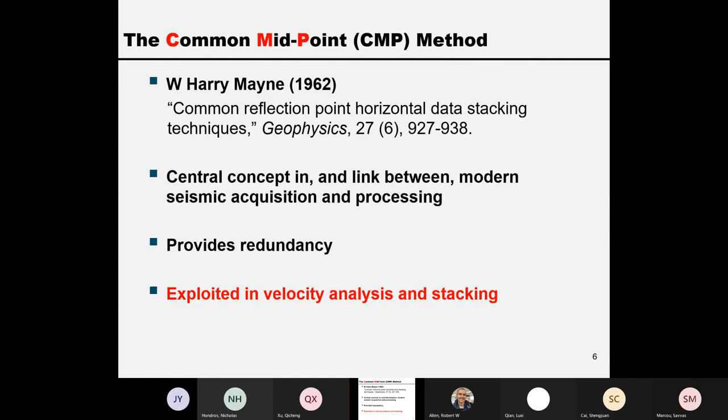The most advanced migration method generates CRP data, where for each individual reflection point you generate redundant imaging traces. They're called CRP data. We'll talk about that later. So CMP is purely acquisition geometry and related to the concept on the surface. Of course, CMP is a central concept. As I said, in acquisition we use CMP, and in processing we also use CMP.